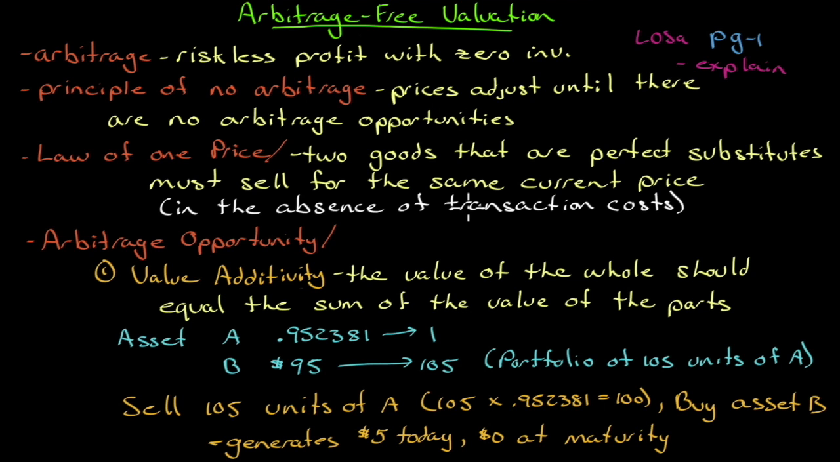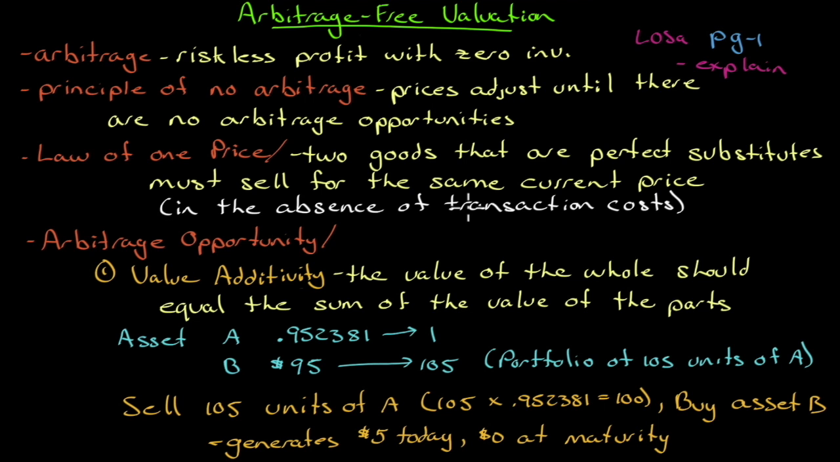So now we got some vocabulary out of the way, and you should be familiar with this. You saw this in level 1. Level 1 economics, we went through the law of one price. Arbitrage opportunity. What is an arbitrage opportunity? There are two types. First one, value additivity. This means the value of the whole should equal the sum of the value of the parts.